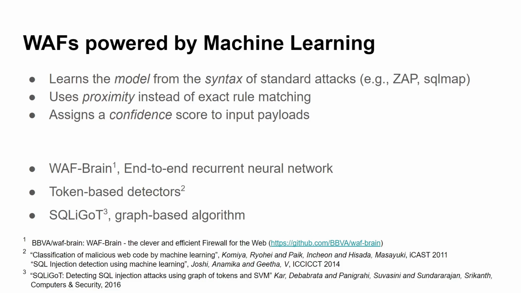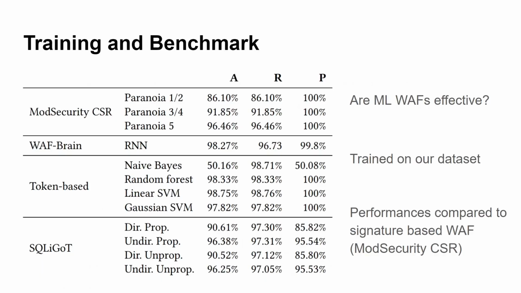We mainly deal with these three categories of WAFs. We have WAF-Brain, which is an end-to-end recurrent neural network. Then we have token-based detectors, and then we have a graph-based algorithm called SQLi-GOT. And we have the references here on the bottom for all these tools. We also tried to retrain, because sometimes we didn't find the trained model, and we had to retrain them on our dataset and benchmark them against a signature-based WAF, which is ModSecurity with the Core Rule Set.